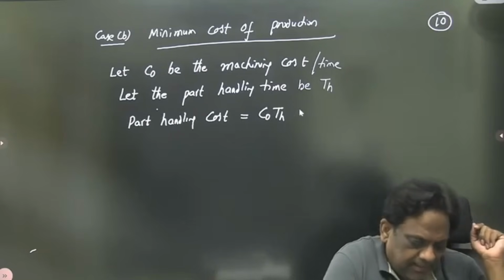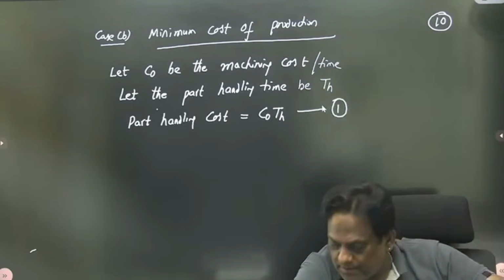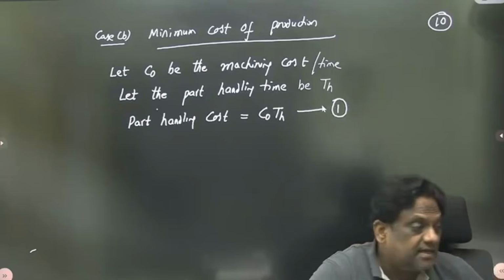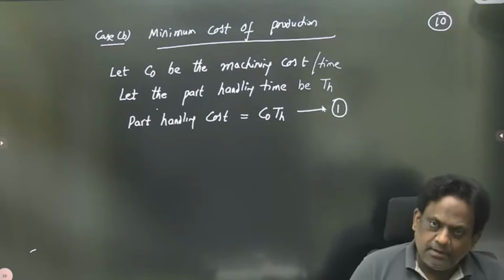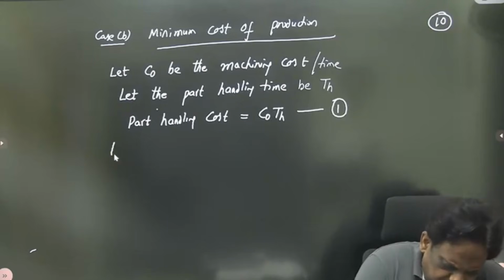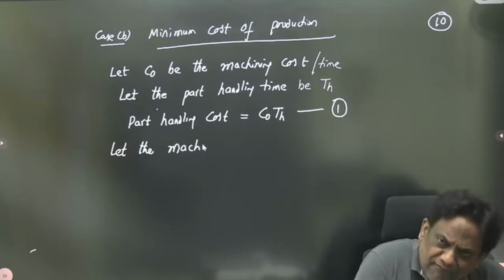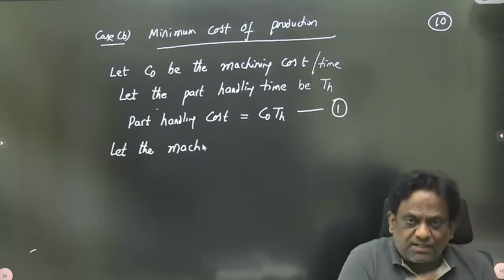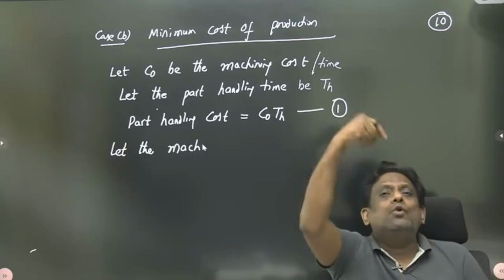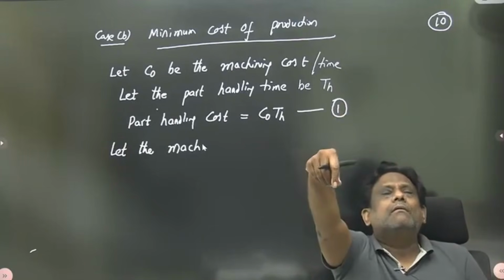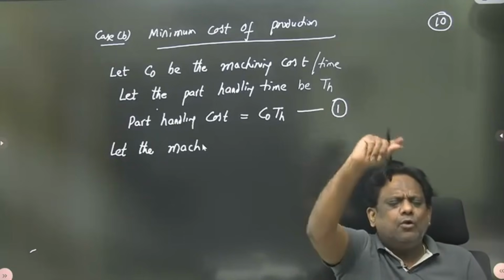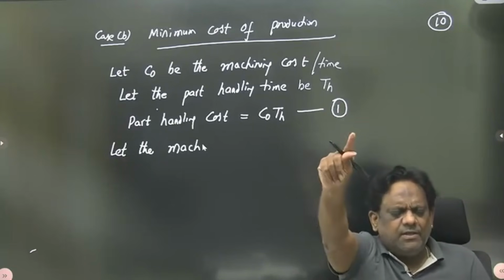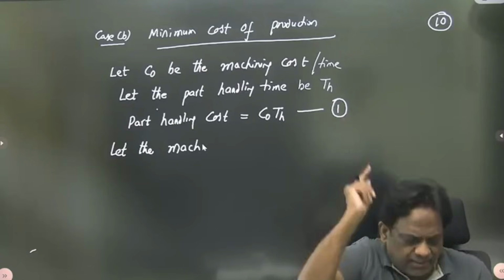Let it be our equation 1. Is this clear, sir? If you understood, say yes. Second, let the machining time, everything is per piece. First piece, the workpiece is loaded on the machine tool. For a single piece, the loading and unloading time is th. So cost will be C naught into th.